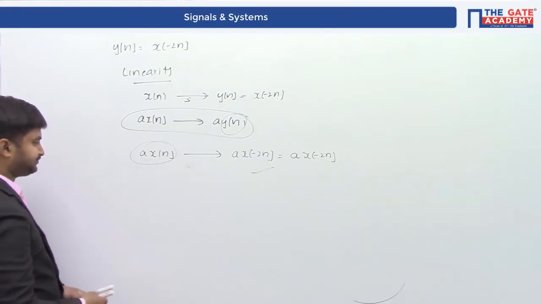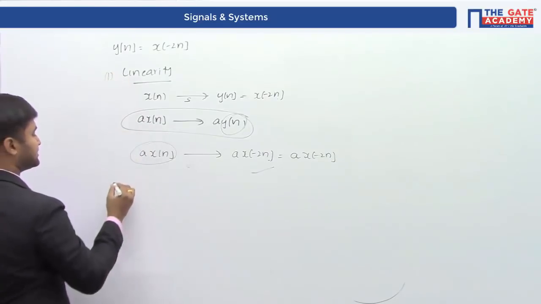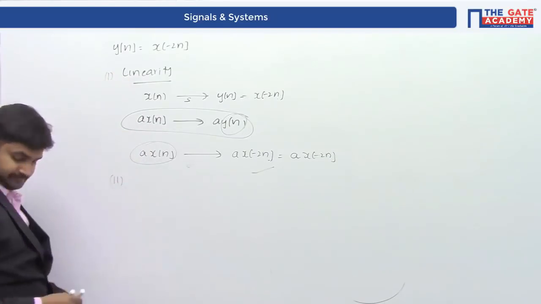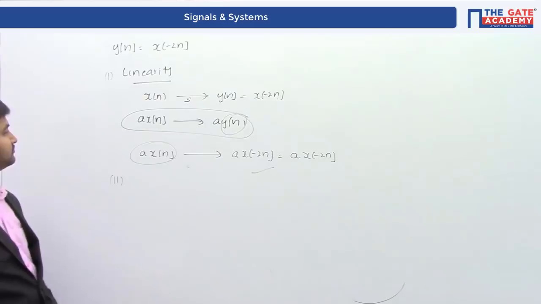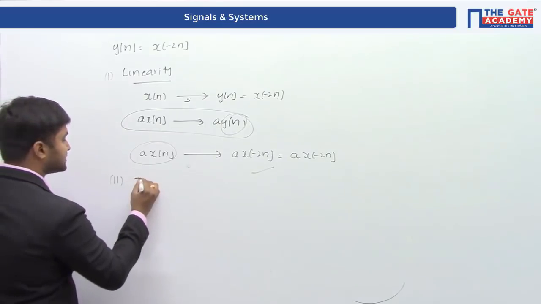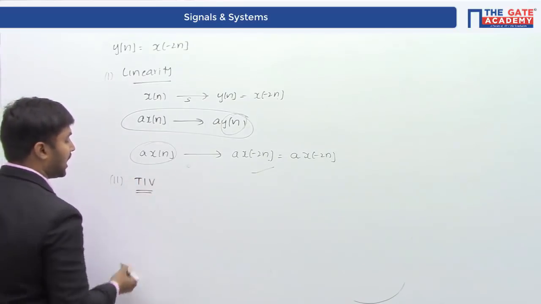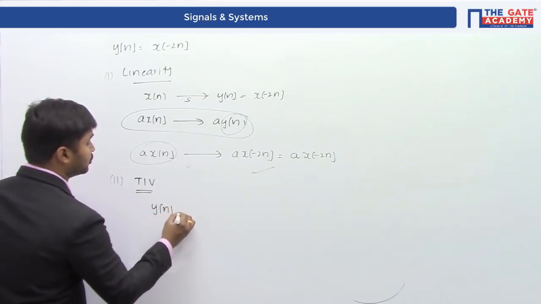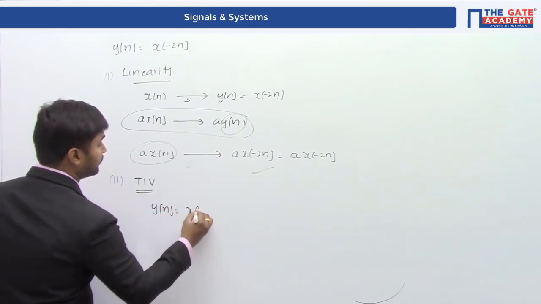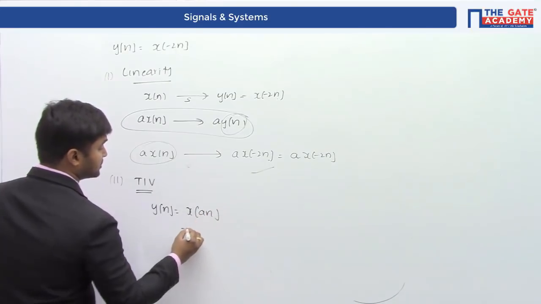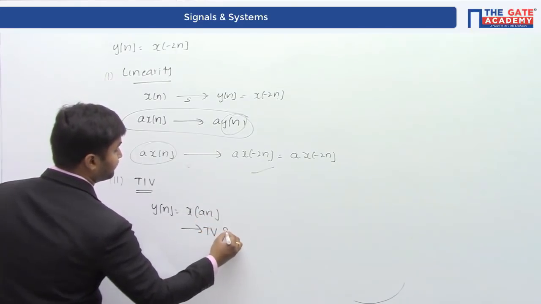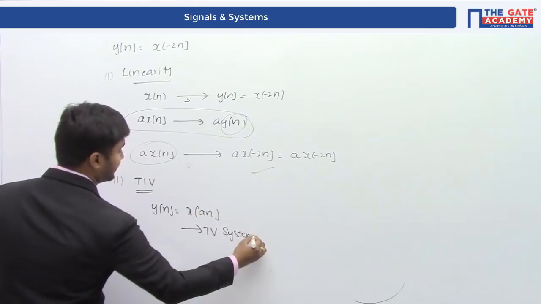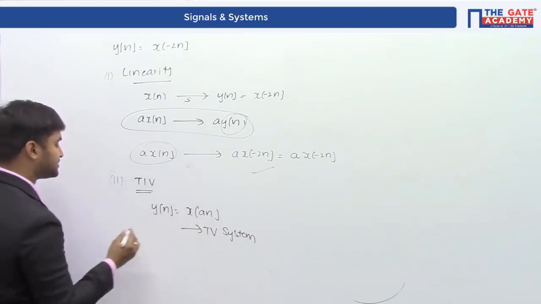Second one is the time invariance. I already discussed with you that whenever the output y of n is something like x of an, it is going to be a time variant system. So the second one is a time variant system.